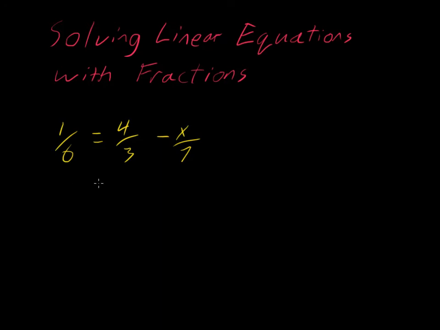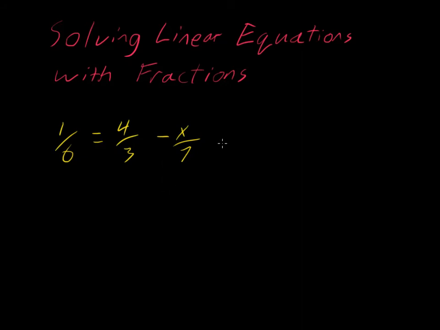fractions. We have a 6, a 3, and a 7. So we need a number that is divisible by 6, 3, and 7, and we then multiply both sides of our equation by that number. So, let's see. We know 6 and 3, well, 3 already divides 6, and so we don't have to worry about that. The 6 and the 7, the smallest number that's divisible by both 6 and 7 is going to be 42. And that's divisible by 3 also.